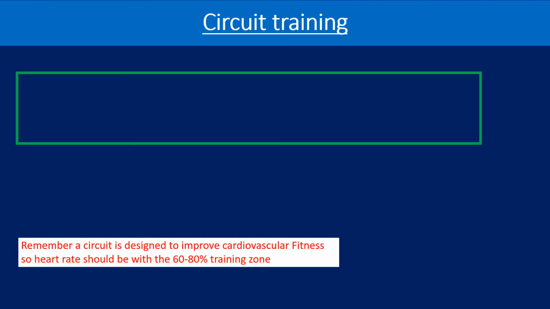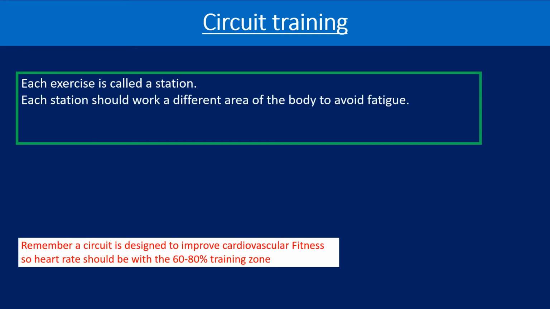Circuit training is probably the method of training that you guys are most familiar with, because I know I personally have done it with you in several PE lessons. So when we are doing circuit training, every single exercise is called a station. The way that the circuit will be set up is that every station will work a different body part. The reason for this is because we can avoid overworking particular muscle groups.